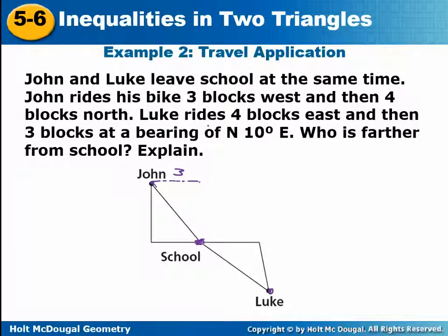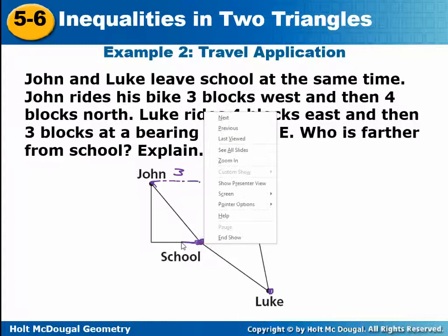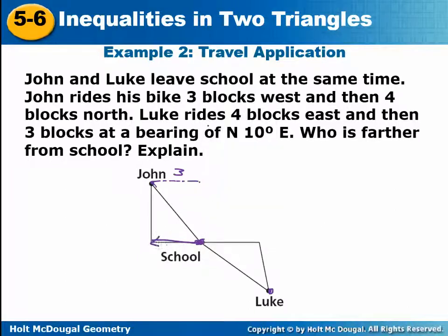So John goes west, and then he goes north. So here's where he ends up. He goes 3 blocks west and then 4 blocks north. Luke, right here, he starts here. He rides 4 blocks east and then 3 blocks at a bearing north, 10 degrees east. So it's 3 blocks, but it's not exactly 90 degrees. So this angle is 90 degrees because he went straight west and straight north. This is not exactly 90 degrees. It's 90 plus 10.